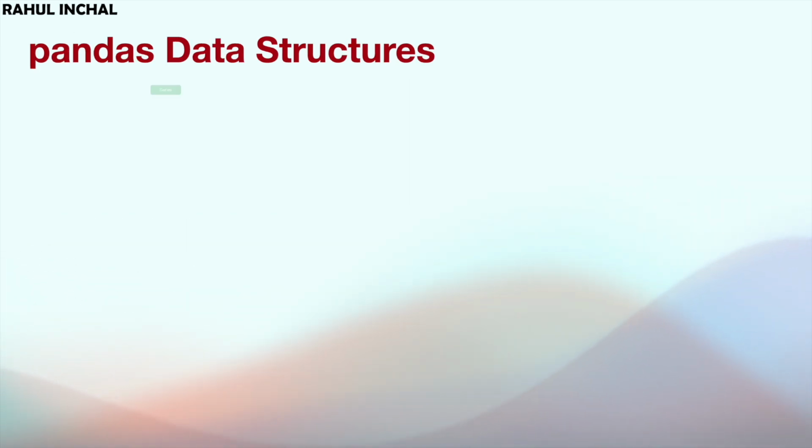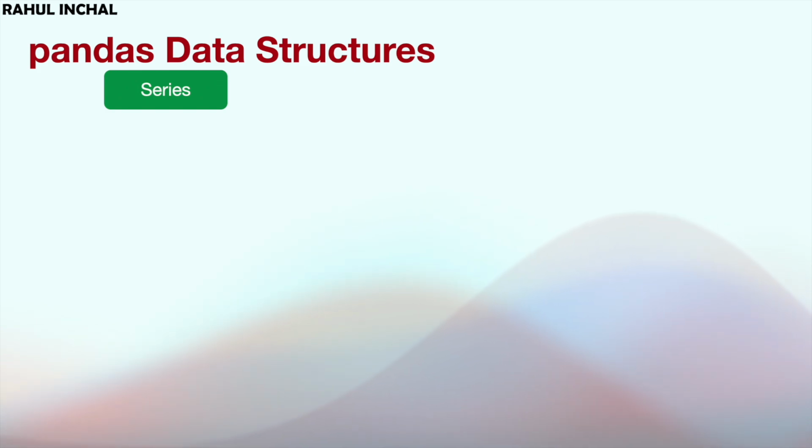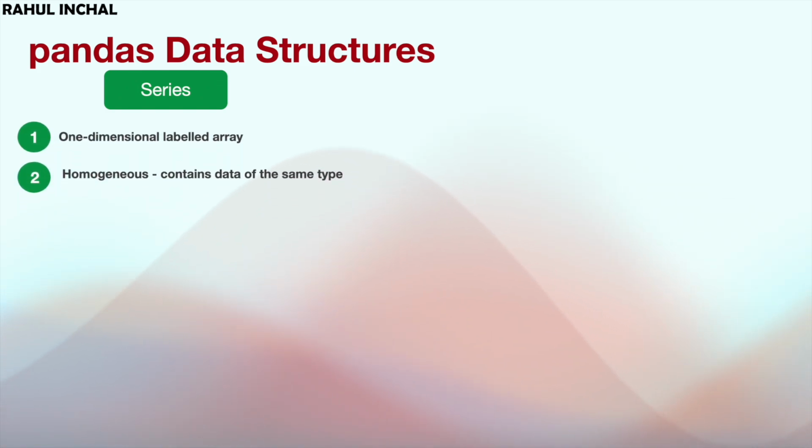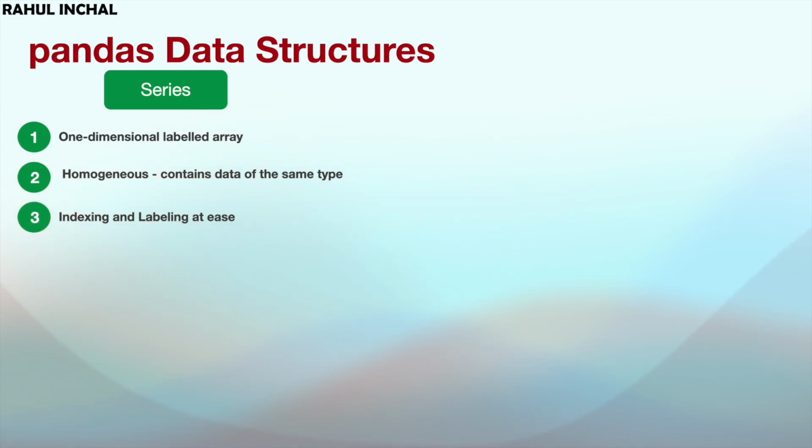Pandas data structure. Now it has two data structures called series, which is a one-dimensional labeled array, and data frame. So series has a one-dimensional labeled array. It is homogeneous, which means it contains data of the same type. Indexing and labeling is at ease.